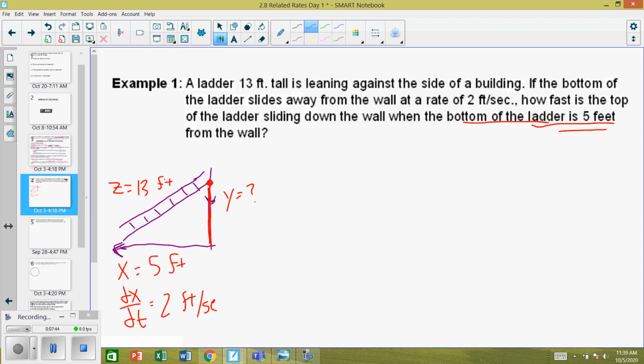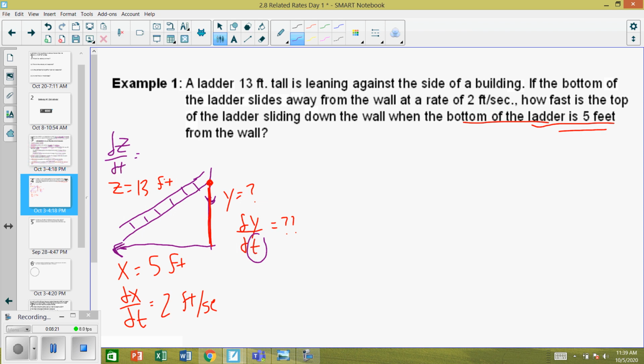It says how fast is the top of the ladder sliding down the wall. So it's asking us to find dy over dt. I don't know what that is. Now again, in every problem we've done before, we've taken the derivative with respect to x. Now we're taking the derivative with respect to time t. So anytime I take the derivative of any variable other than t, I'm doing so implicitly. If I take the derivative of x, it's dx over dt. If I take the derivative of y, it's dy over dt. And lastly, dz over dt, the rate at which z is changing.